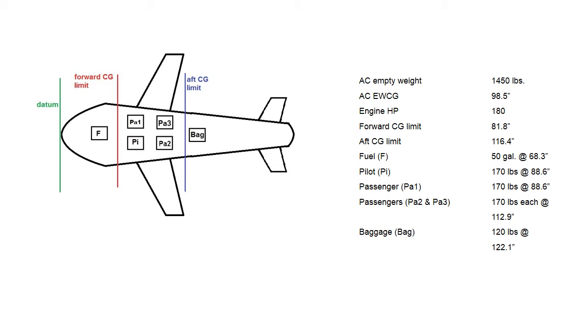The pilot and front seat passenger are located at 88.6 inches. The two back seat passengers are located at 112.9 inches, and the baggage compartment has a 120-pound capacity and is located at 122.1 inches.